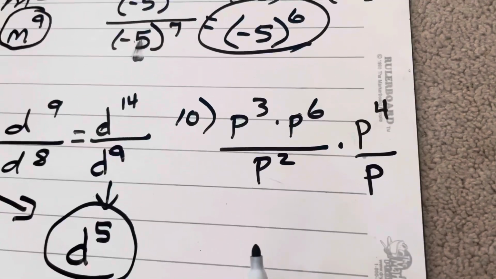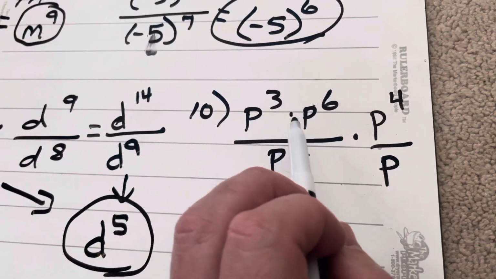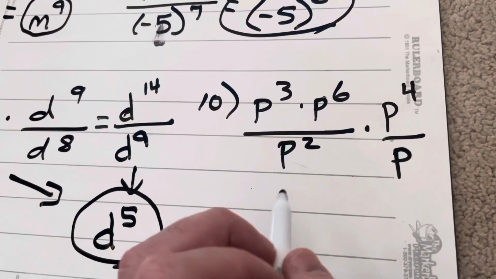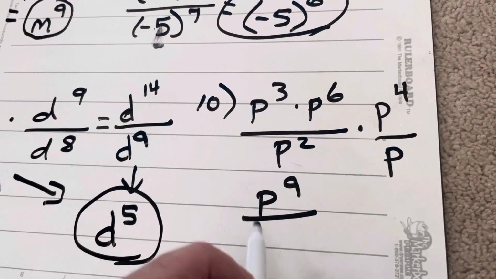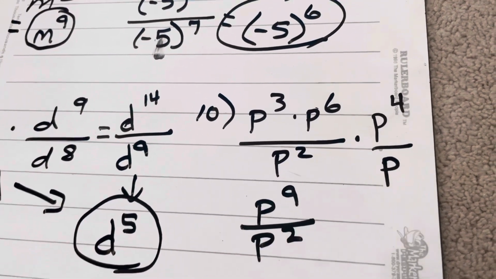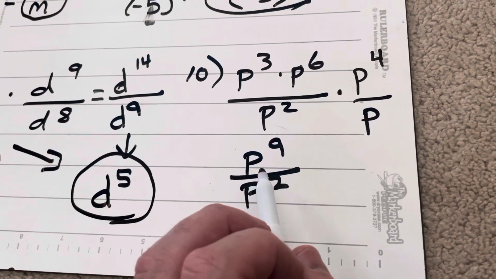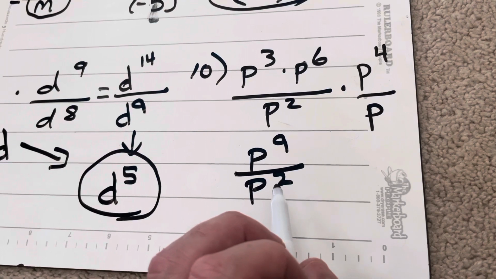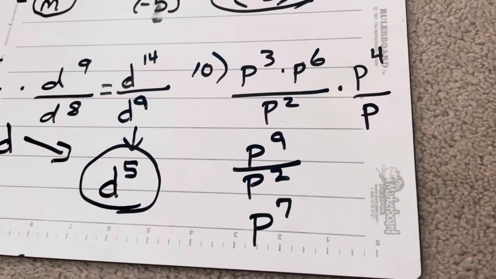All right, this one here, well, let's break this up here. P to the power of 3 times P to the power of 6. Well, 3 plus 6 is 9. So this becomes P to the power of 9 over P to the power of 2. All right, well, P to the power of 9 over P to the power of 2, divided, 9 minus 2 is 7. So that all becomes P to the power of 7.